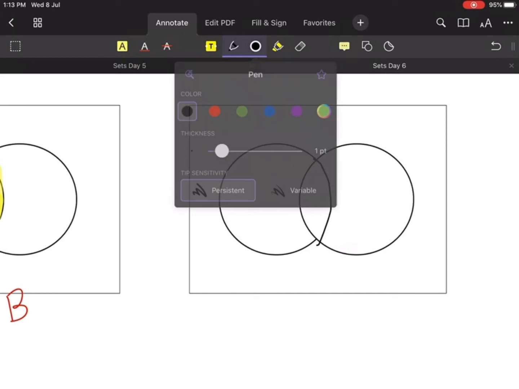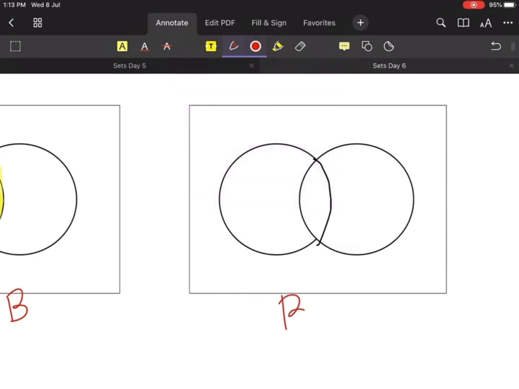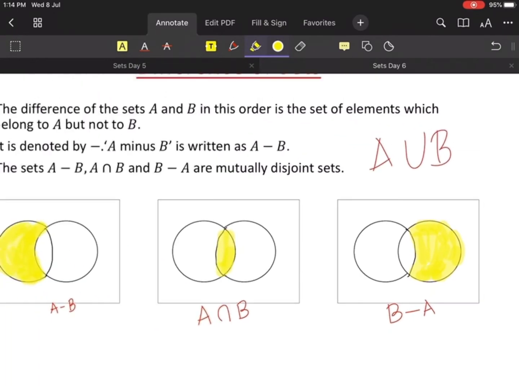First I will do this one. So we have to find B minus A. B minus A will be the region of B which is not common to A. That is this region. Yes or no? This region is our B minus A.